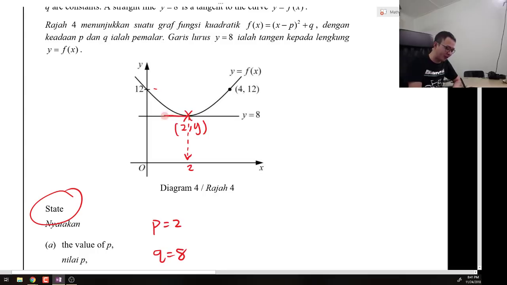The y value we read from here, right? Obviously, this line is y equals 8. So this value over here is 8, right? So obviously, this one is (2, 8), isn't it? So therefore, p is 2, q is 8, just like that. You can actually use your eyes to see.